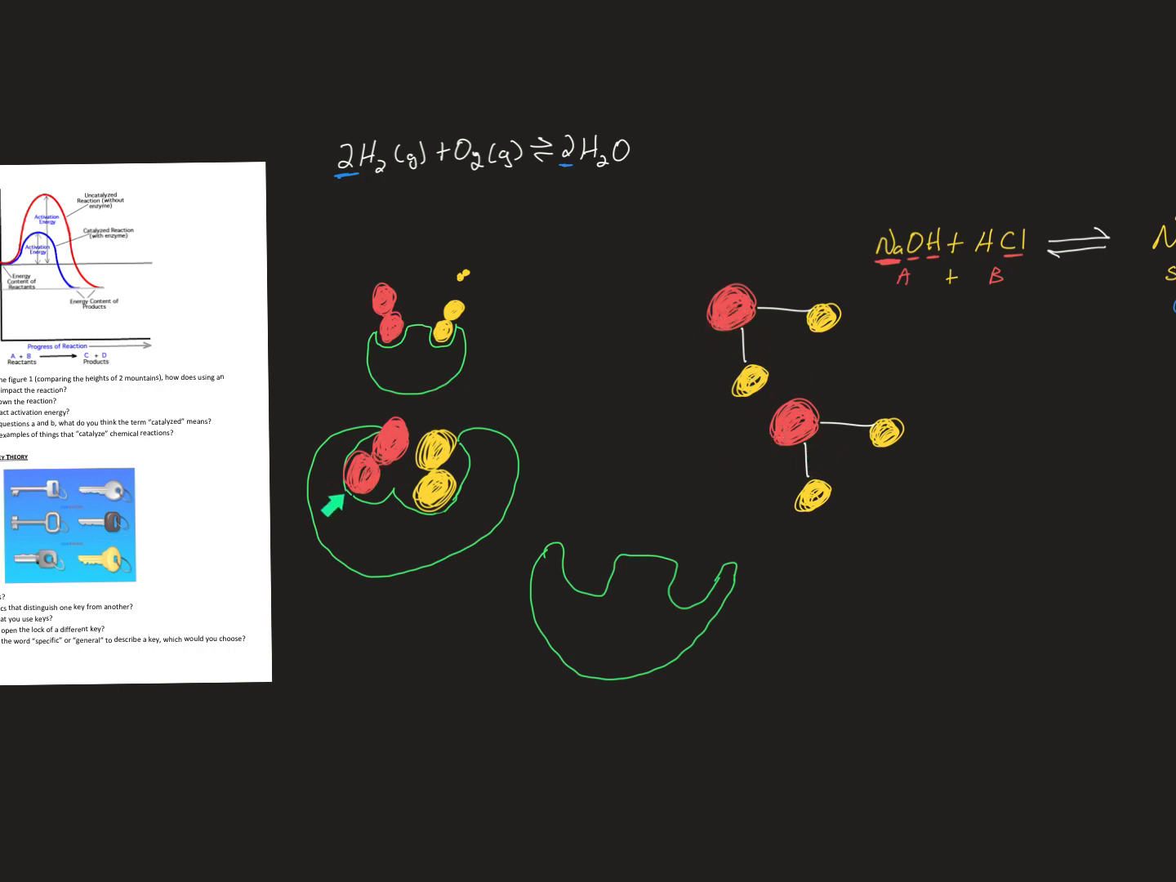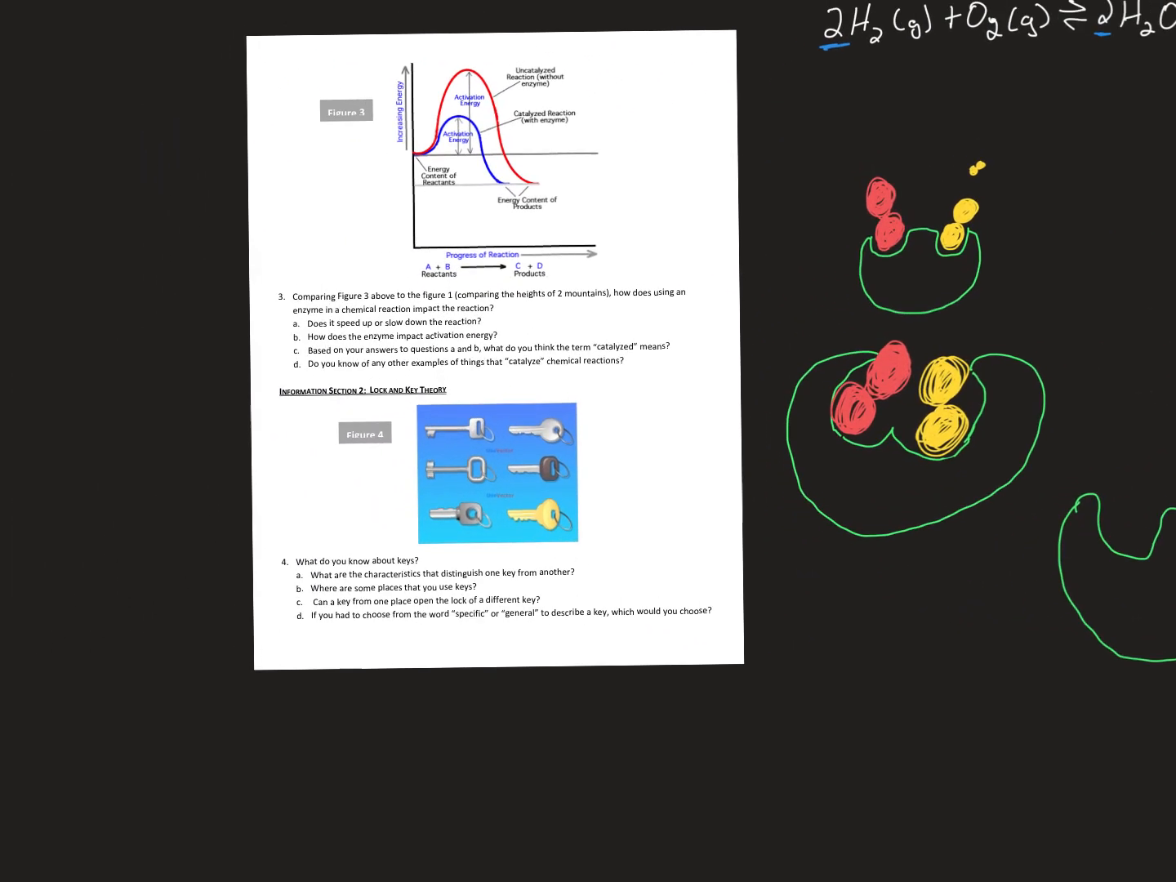One oxygen goes here, one oxygen goes here. Two of these go with this oxygen, and the other two go with the other oxygen. And so that is how a chemical reaction would be catalyzed.